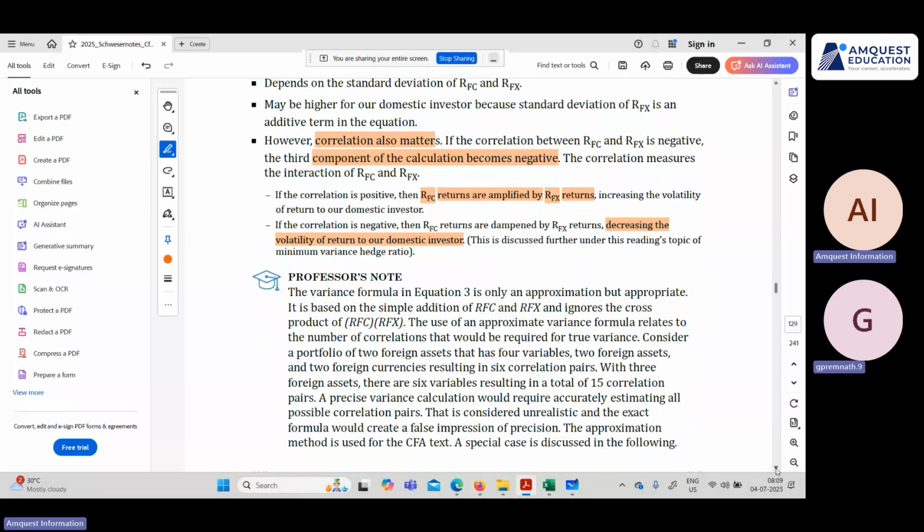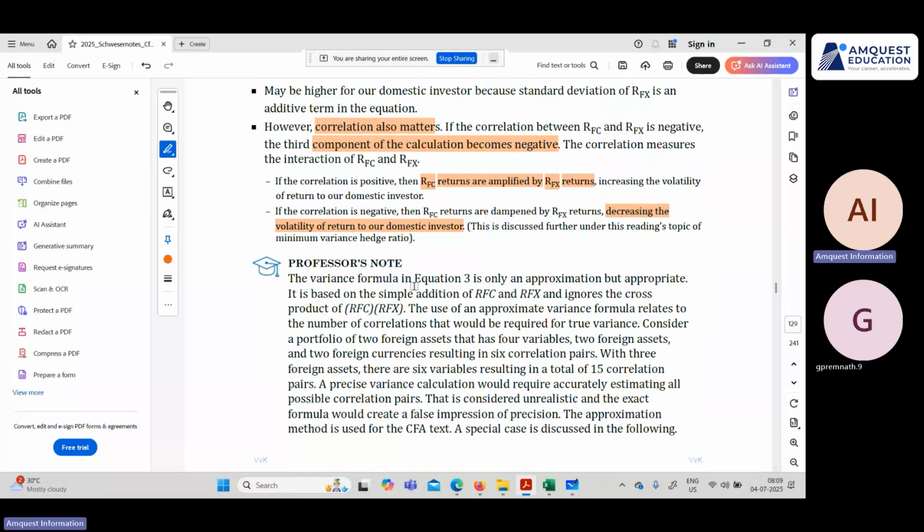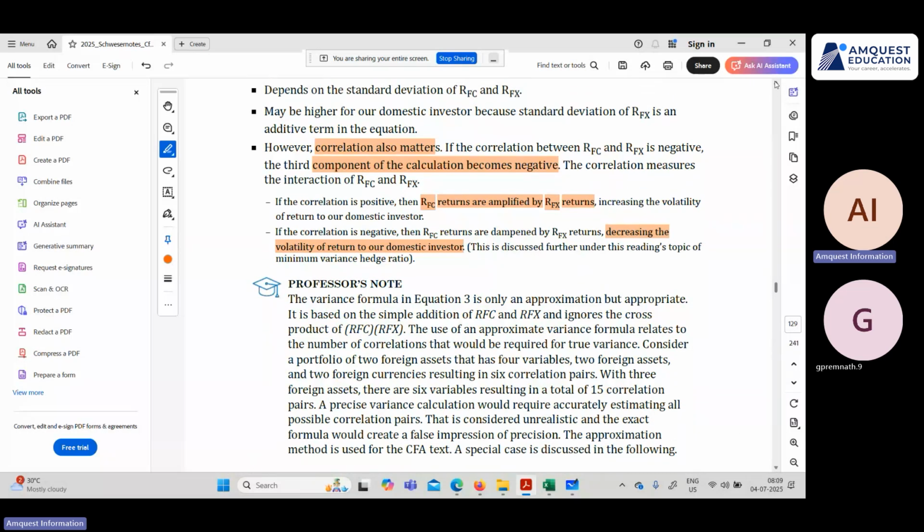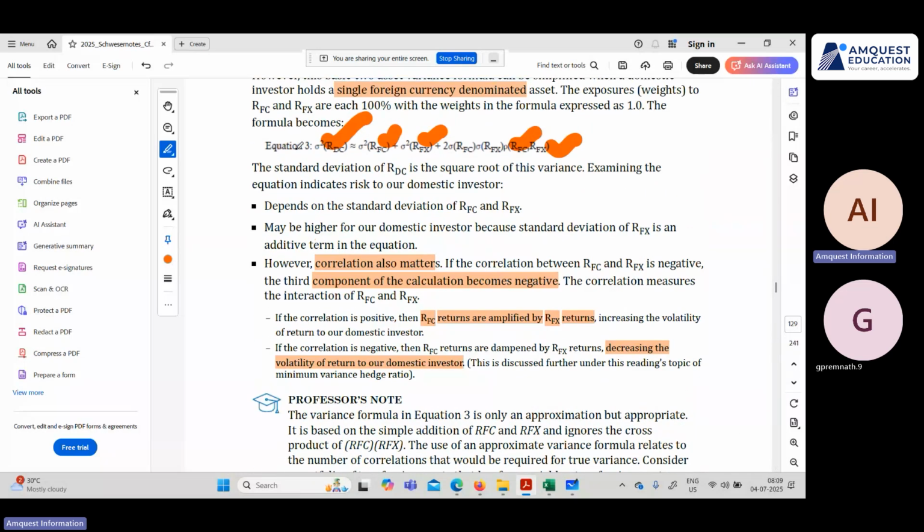Lastly, it says the variance formula in equation 3, the one that we just studied, is only an approximation, but appropriate. It is based on the simple additive approach. This ignores the cross product, so obviously we haven't looked at the cross product and we do a simple calculation of the two.